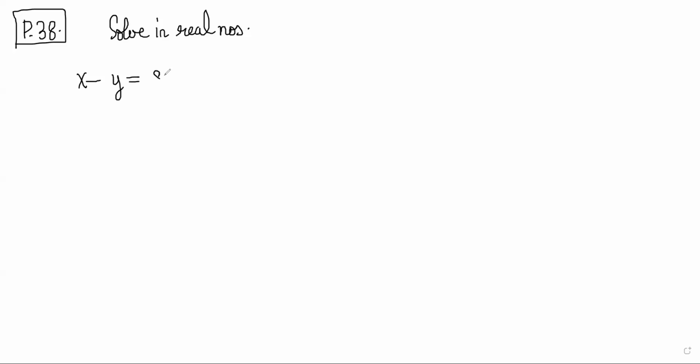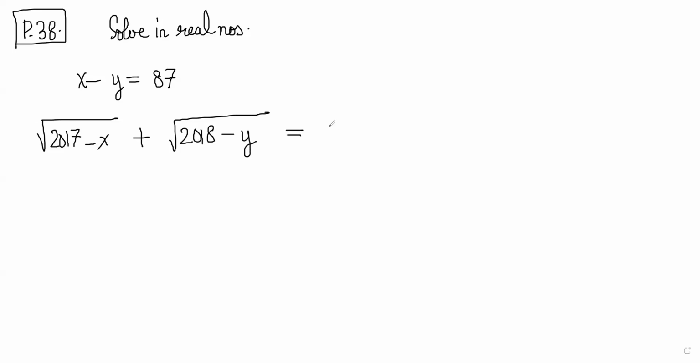Let's go to the next one, which was problem 38. That was a system of equations. You have to solve in real numbers. The equations were x minus y is equal to 87. The second one was root over 2017 minus x plus root over 2018 minus y is equal to 22. Any solutions?